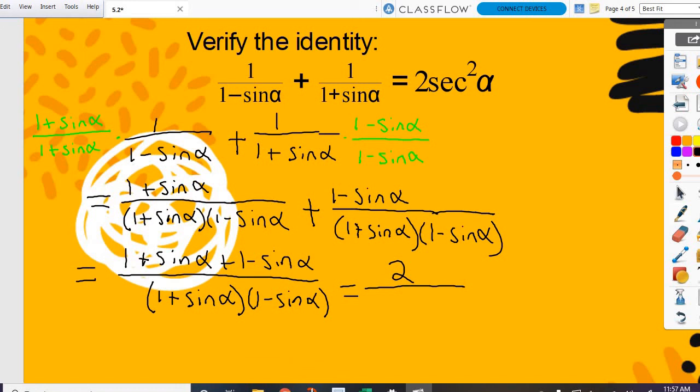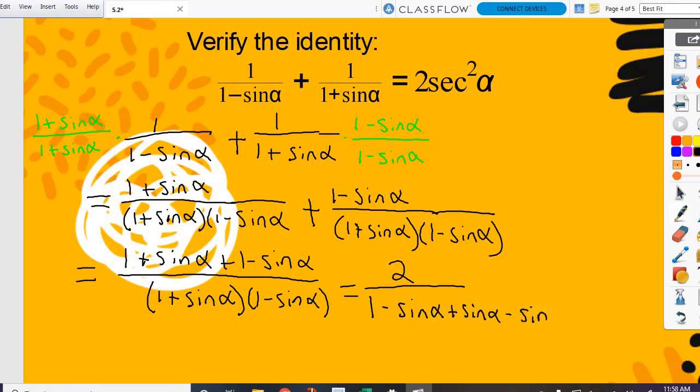We can multiply it out. It's a binomial times a binomial, so we're going to have to multiply or FOIL it out. So I have 1 times 1 gives us 1. Then I have 1 times a negative sine, so it's going to be negative sine. Then we have a positive sine times 1. And then I have sine of alpha times negative sine of alpha, which will give us what? Negative sine squared.